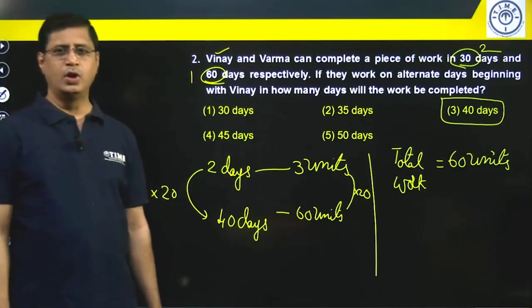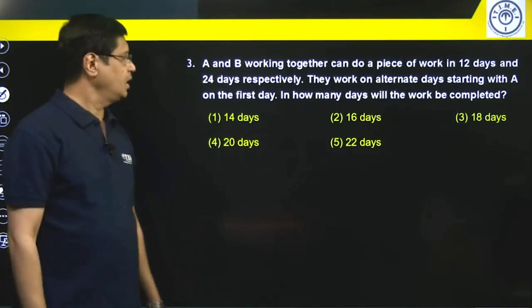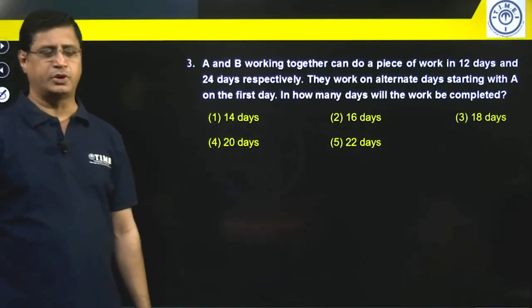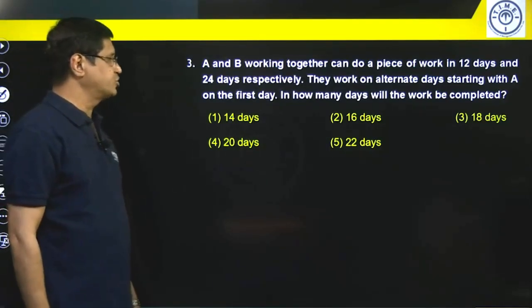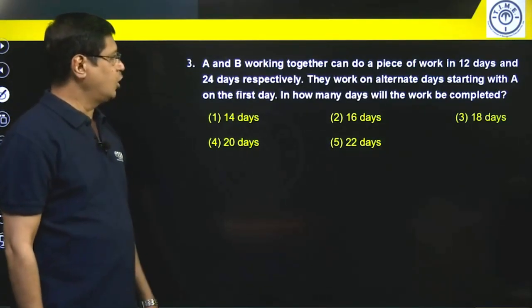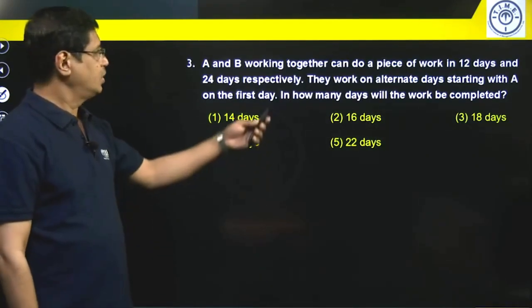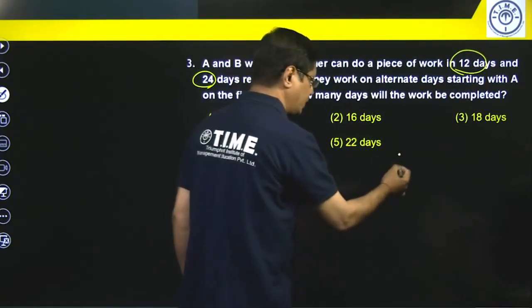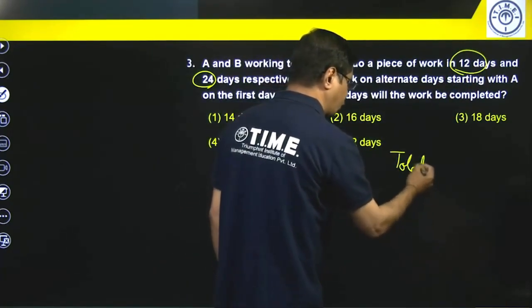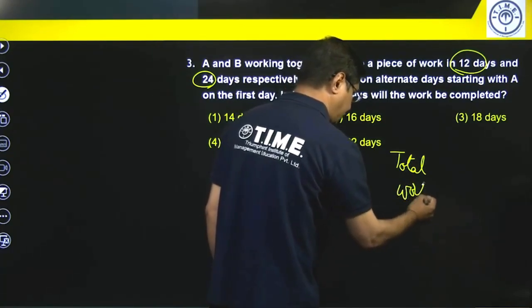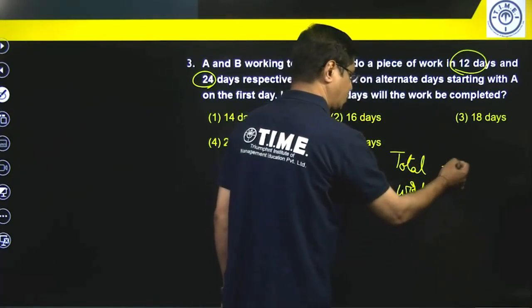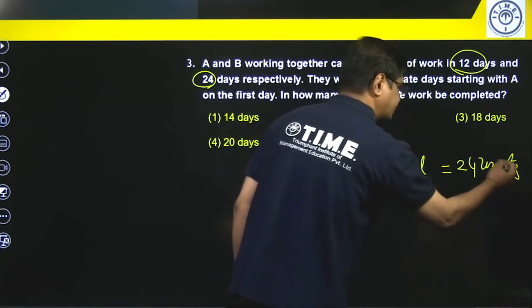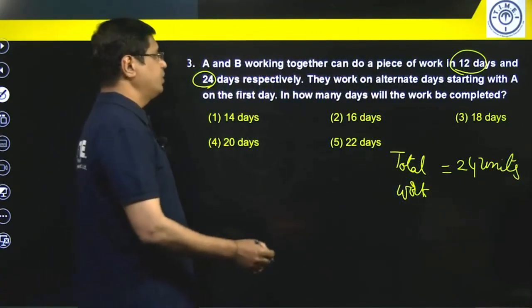Now look at the next example on your screen. A and B working separately can do a piece of work in 12 and 24 days respectively. They work on alternate days starting with A on the first day. In how many days will the work be completed? 12 and 24. Find out the LCM of these two. The LCM of 12 and 24 is the total number of units of work. So total work is divided into how many units? 24 units. How many units can A complete per day?